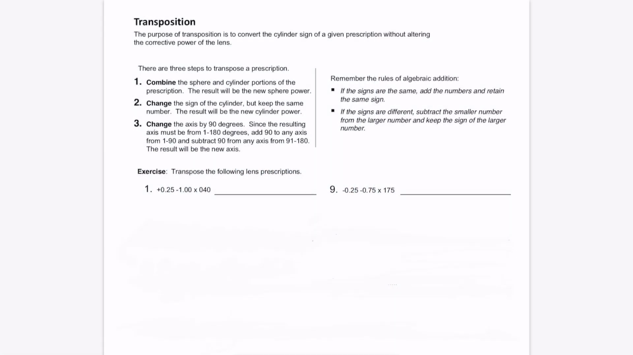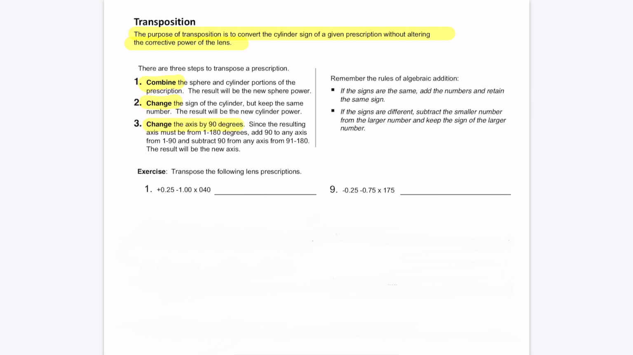The next piece we're going to work on today is transposition. The purpose of transposition is to convert the cylinder sign of a given prescription without altering the corrective power of the lenses. It has 3 basic steps. Number 1, combine the sphere and cylinder portions of the prescription. The result will be the new sphere. Number 2, change the sign of the cylinder, but keep the same number. The result will be the new cylinder power. And then, number 3, change the axis by 90 degrees.